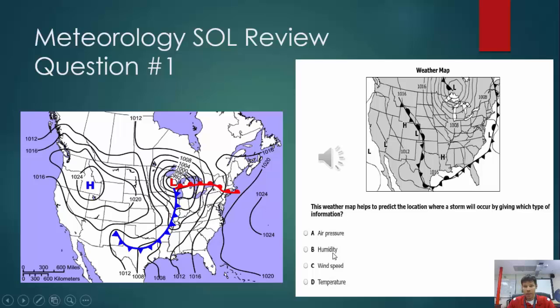Can you tell the humidity on this map? Nope, not at all. What about the wind speed? Nope. What about the temperature? Nope, not at all. So the answer is A, air pressure.